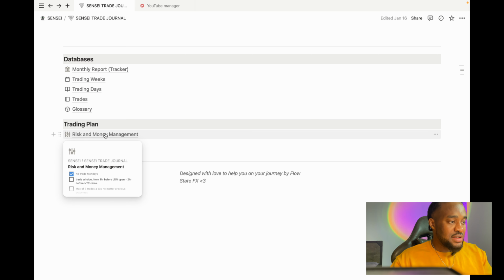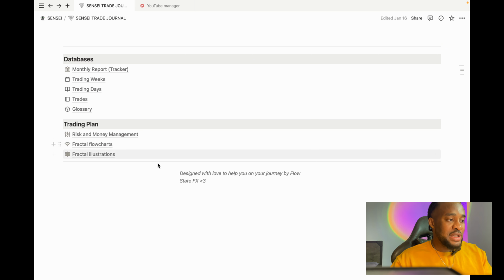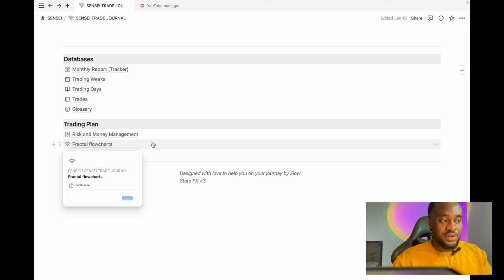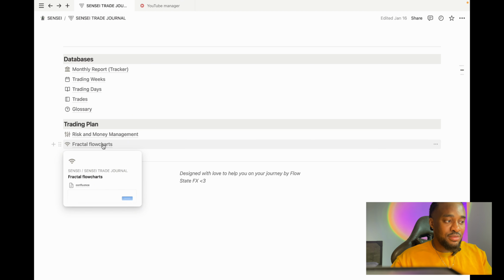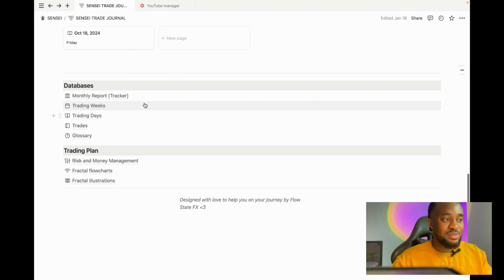Right now, trading plan. Now this is not part of the journal. This is my trade plan. Basically, it's everything that I do in the charts to have an edge in the market. This is my risk management strategy. This is my flow charts, from top-down analysis to POI selection. Everything is here, so it has nothing to do with the journaling.